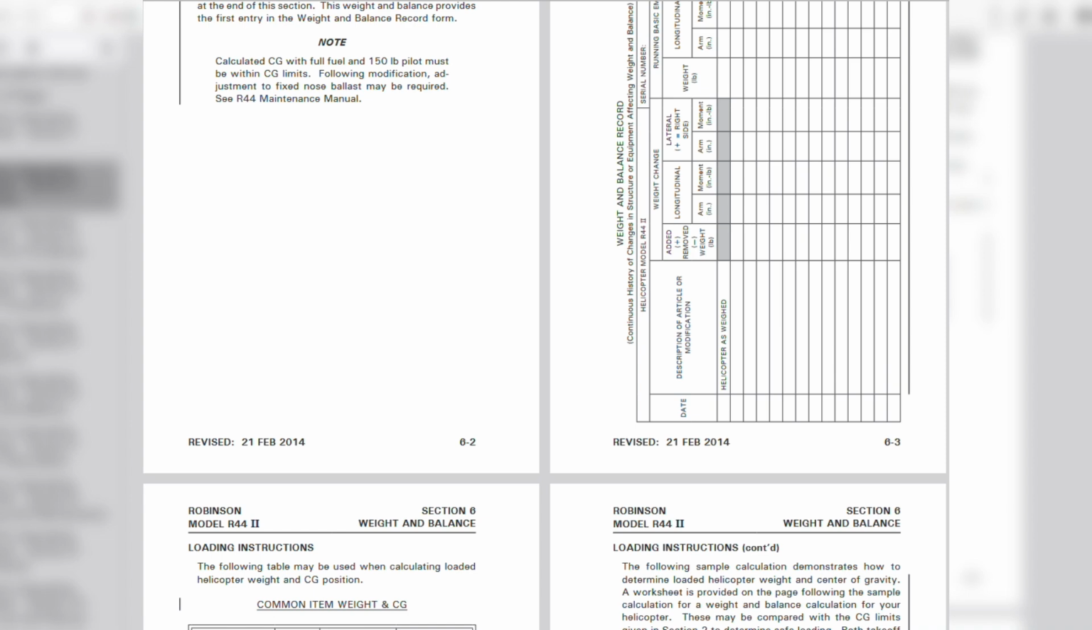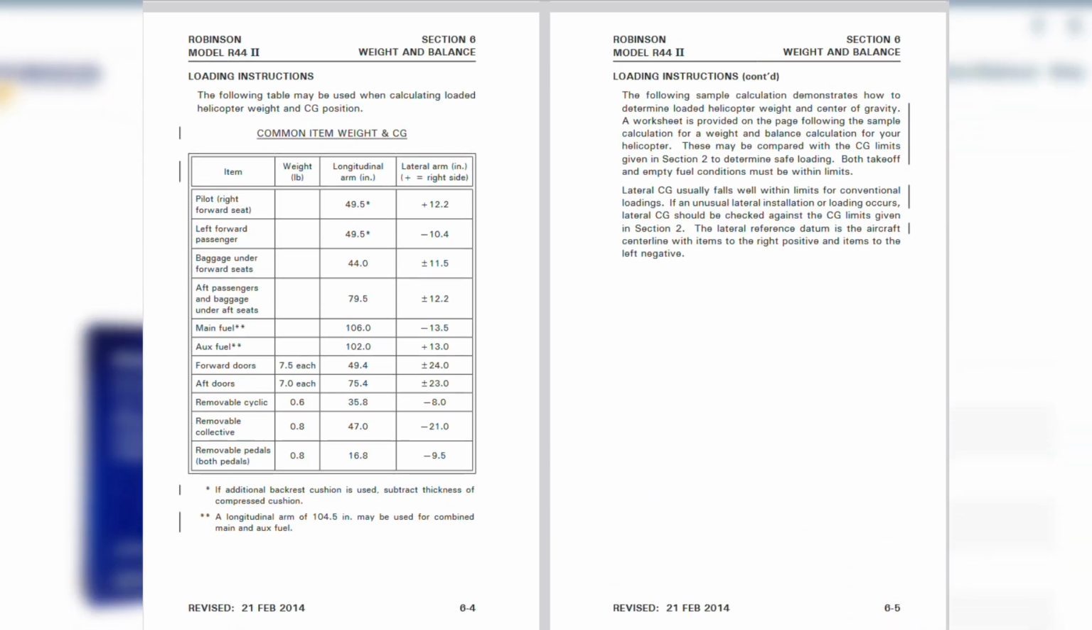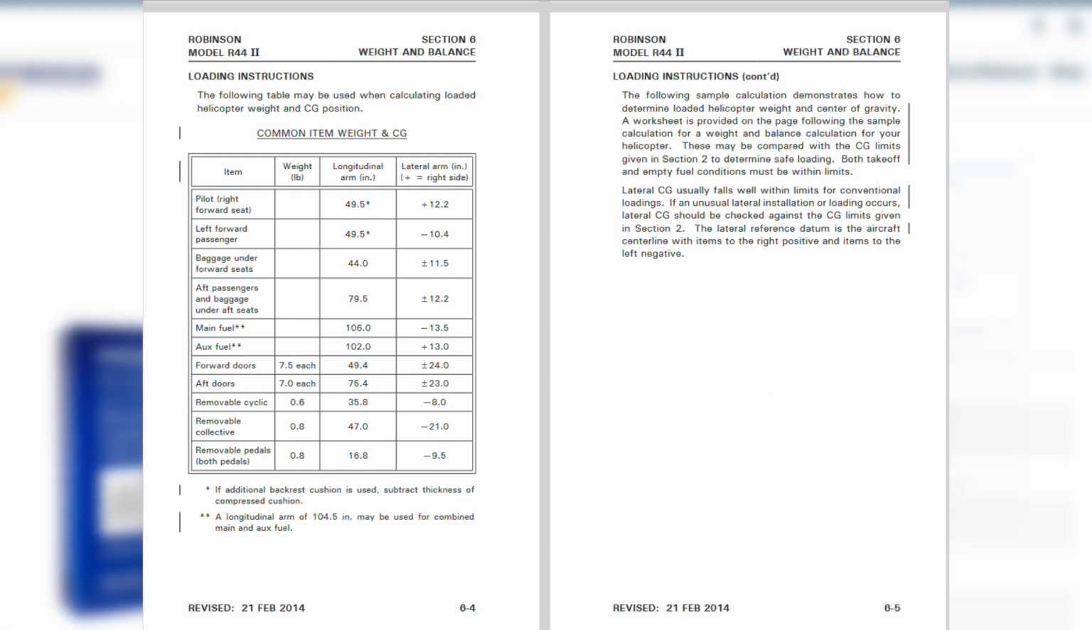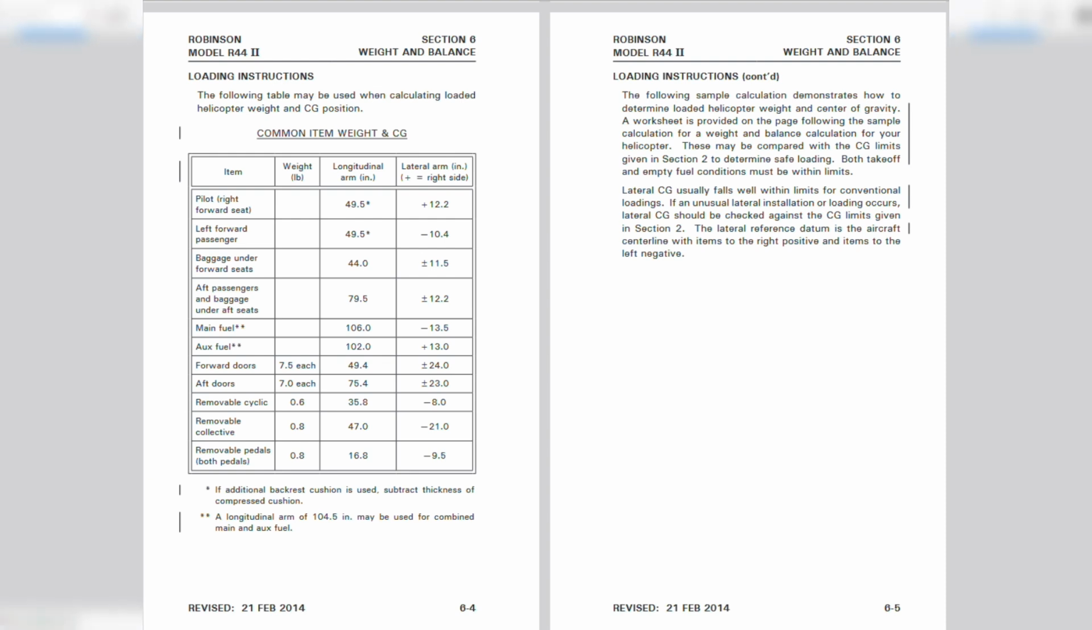They do have a list of all of the weights here. So if you go to, I think it's 6-4, they have a full list of things like forward doors. They weigh 7.5 pounds each, and they have a longitudinal arm of 49.4, lateral arm 24, and they're just going to give you each of those values for each of those different items.